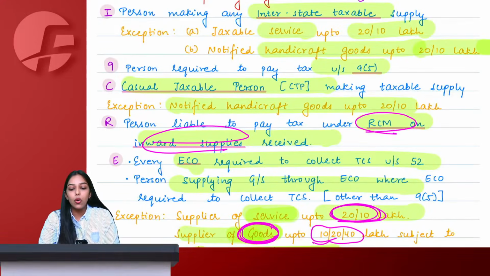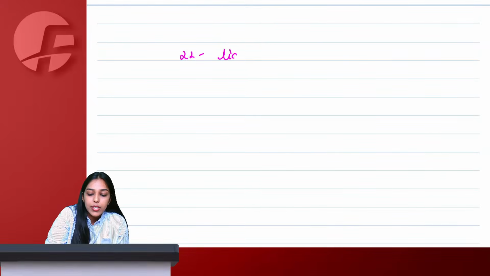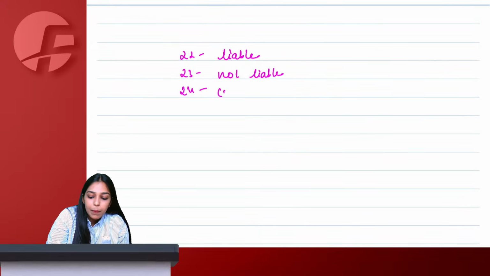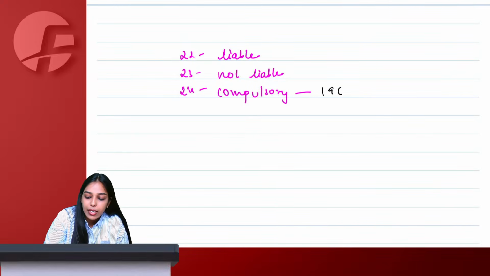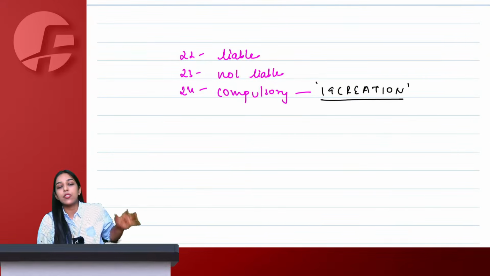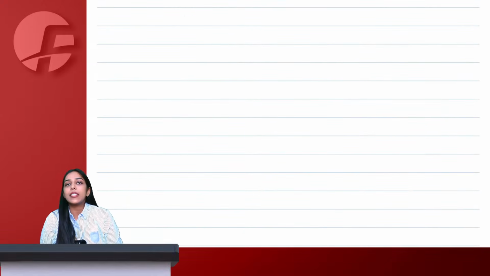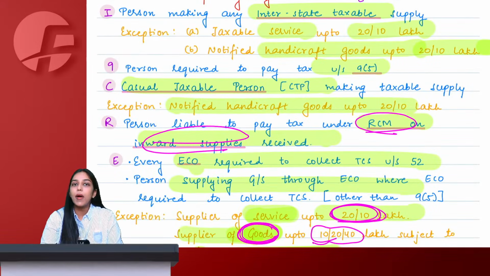Say yes or no. And here we have successfully completed sections 22 to 24: section 22 on persons liable for registration, 23 on persons not liable for registration, and 24 on compulsory registration, that if you are falling under the listed categories, without even looking at your aggregate turnover, we will make you compulsorily liable to take registration under GST. Then shall we move on to the next part of the chapter?